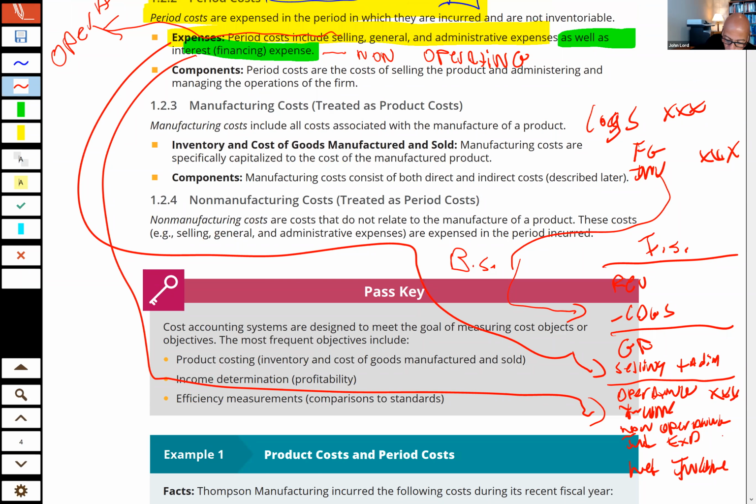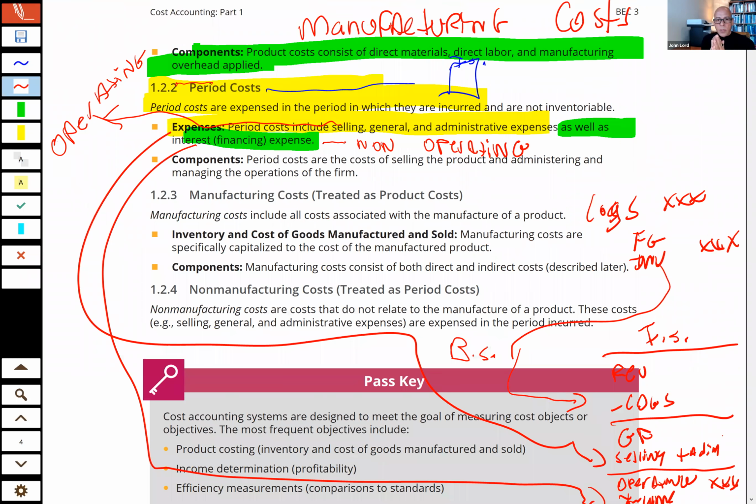Okay, so for our purposes right here, right now, we have what? We have product costs. Product costs are what? Direct materials, direct labor, manufacturing overhead. They run through the balance sheet to form cost of goods sold. We have period costs. Period costs are our selling and administrative expenses. They are expensed as incurred.